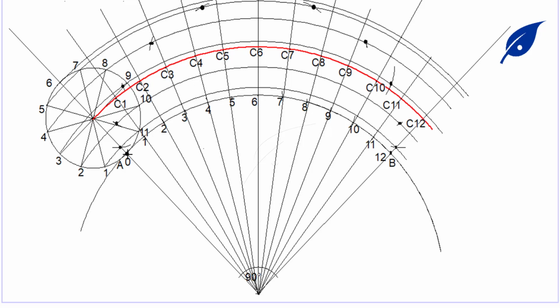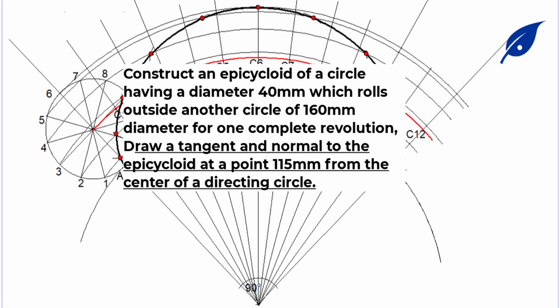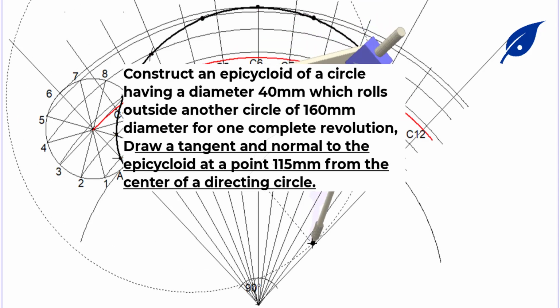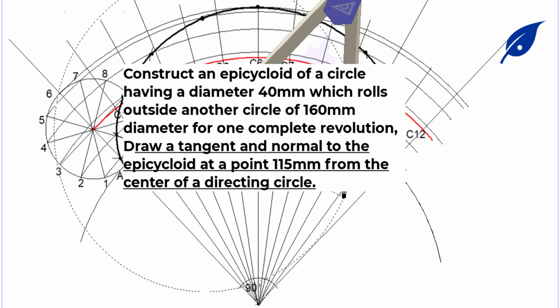So after marking these points, I'll connect them using my French curve or any flexible material that I need to connect these points. Now we've gotten our locus along this path, which is the epicycloid. Now the remaining part of the question says draw a tangent and a normal at a point 115.